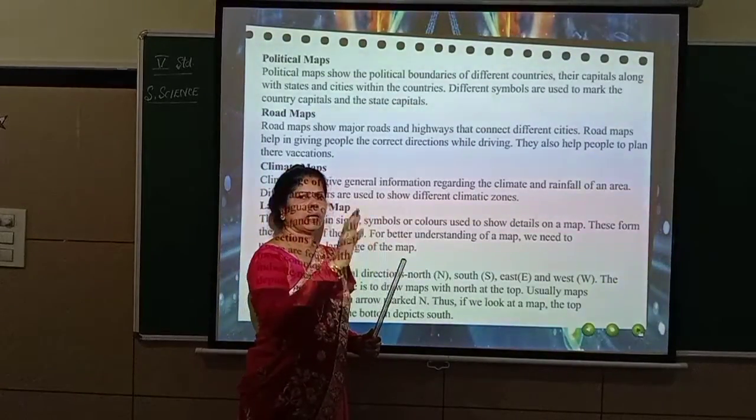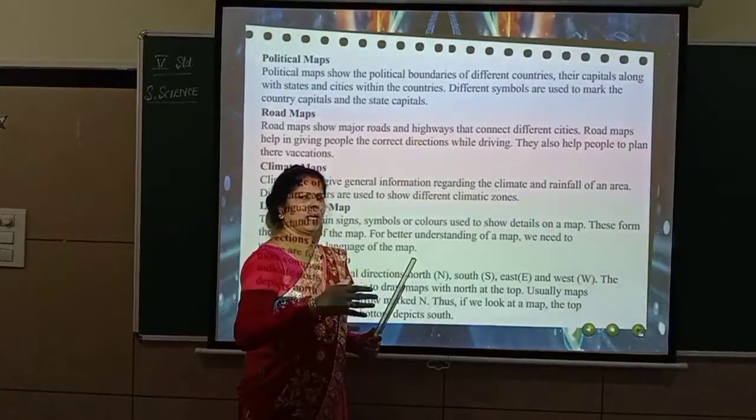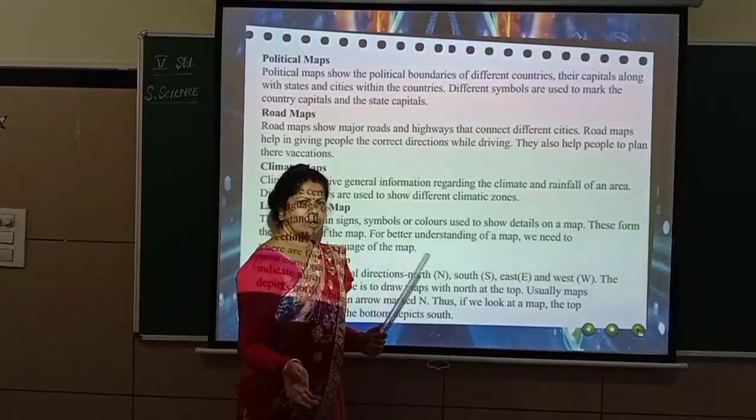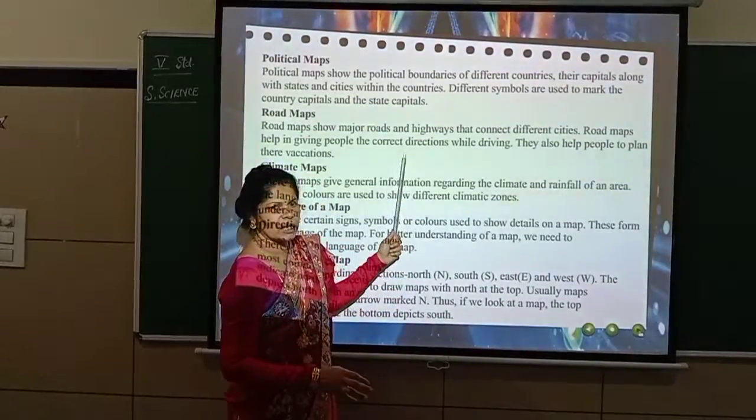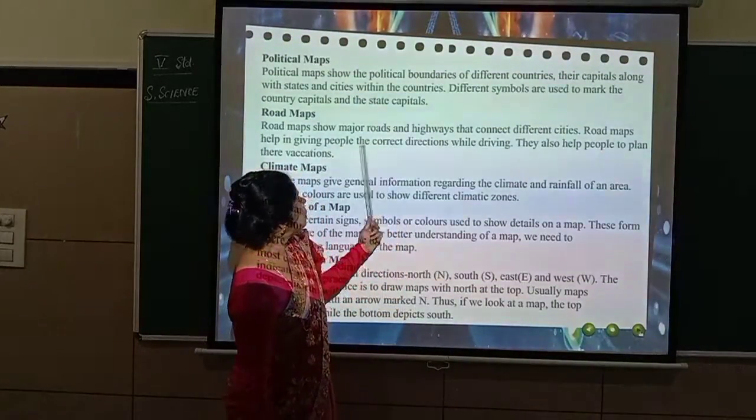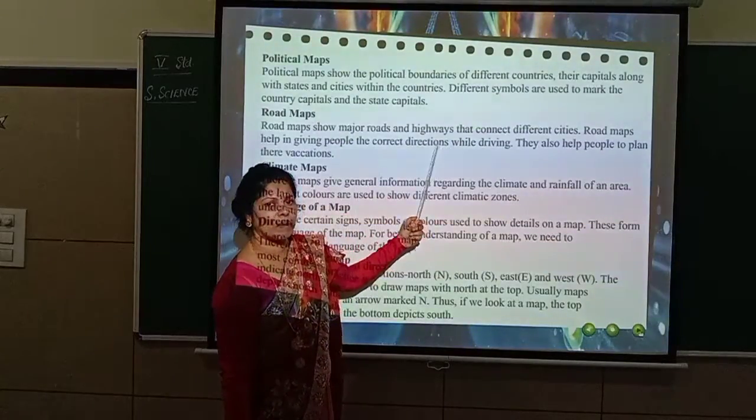It will show you the place and it will even sometimes say, go right, go 100 yards, go left, go straight and all those things. I don't know whether you have seen it. You just observe, you can ask your parents, they will help you. So this way what is happening? There are road maps also.